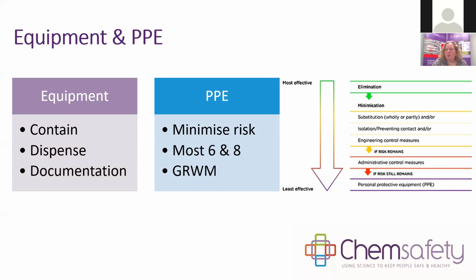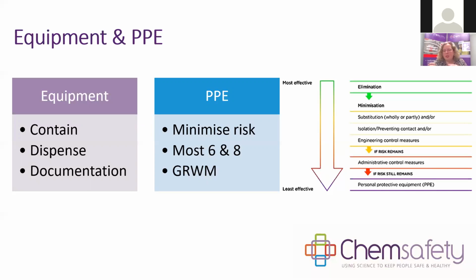As you should all be aware, PPE is the last thing that should be considered as a control measure. When you're applying the hierarchy of controls to your hazards, we look to see if we can eliminate the hazard, and then if we can minimise it by substitution, isolation, preventing contact, and engineering controls, and then look at administrative controls. And then if any risk still remains, we would look at personal protective equipment, PPE.